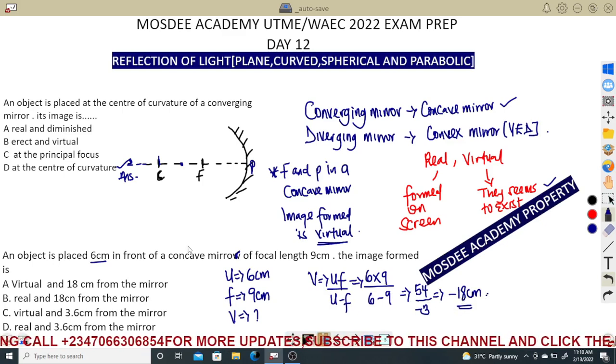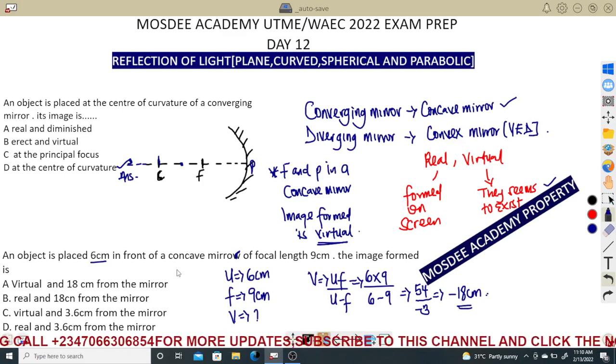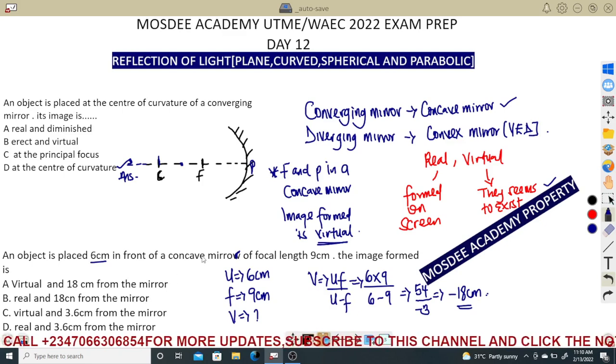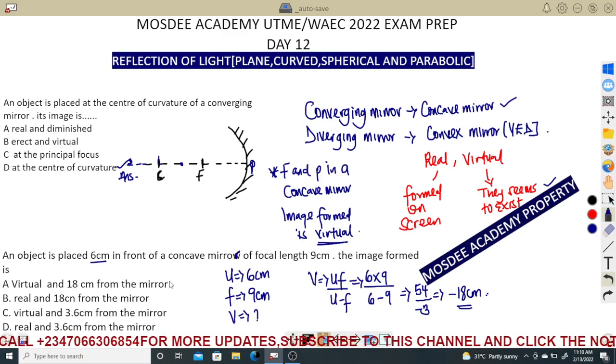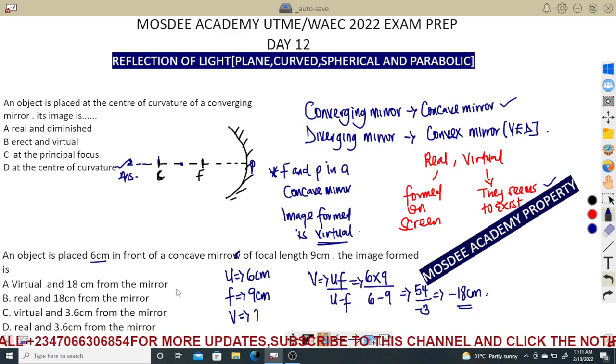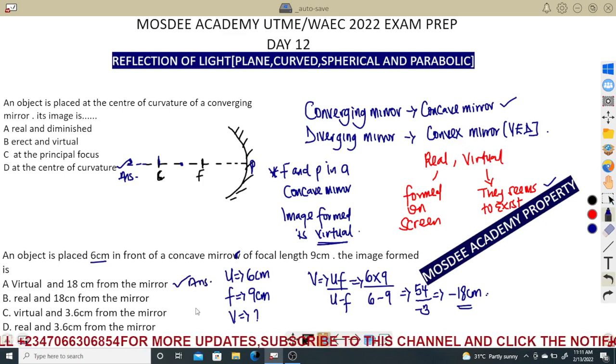We talked about that. It doesn't mean that when you are looking for the distance between the object and the image, you are going to subtract. Please keep that at the back of your mind. And it is 18 centimeter in front of the mirror. So always keep that at the back of your mind. The answer to this is choice A, and that is the right answer. I hope you are getting this.